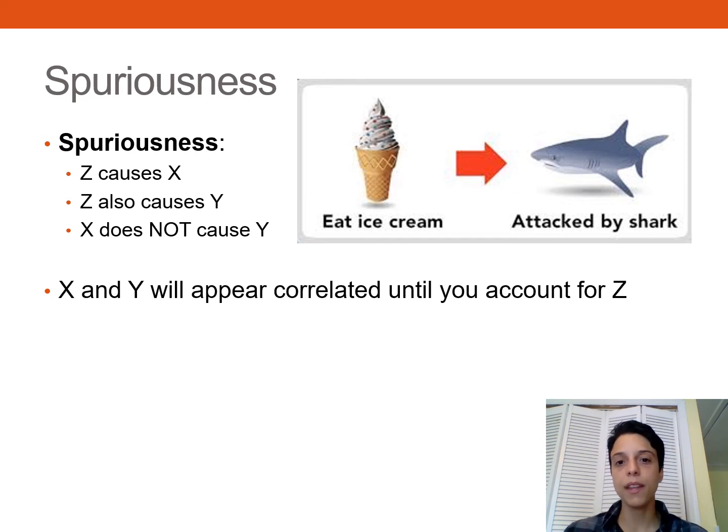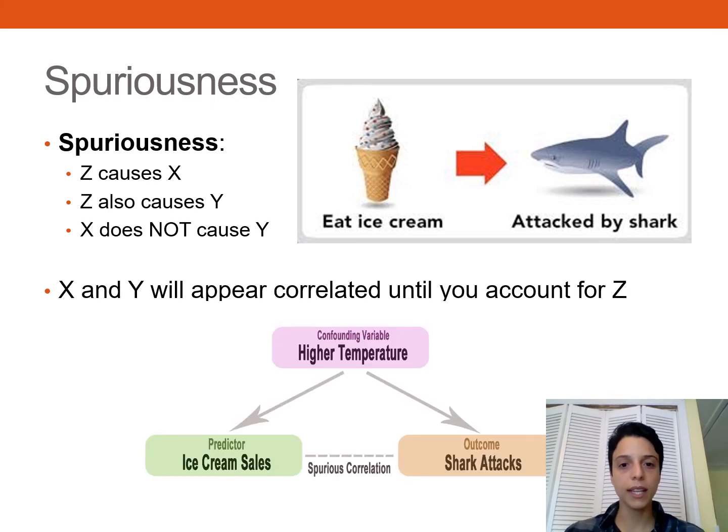But we'd be missing the fact that both of these things have a different common cause. And specifically, you've probably seen this example before. In places where there are higher temperatures, more beaches and so on, there are more people eating ice cream, and there are more people swimming and being attacked by sharks. So it's not necessarily that ice cream sales are causing people to be attacked by sharks, but rather that both of them tend to happen under the same conditions. So it looks like there's a relationship between them. And we would say that the correlation between ice cream sales or ice cream consumption and shark attacks is spurious.